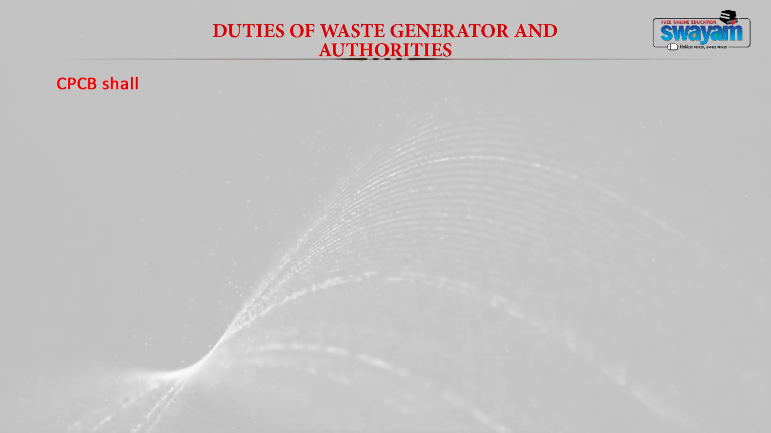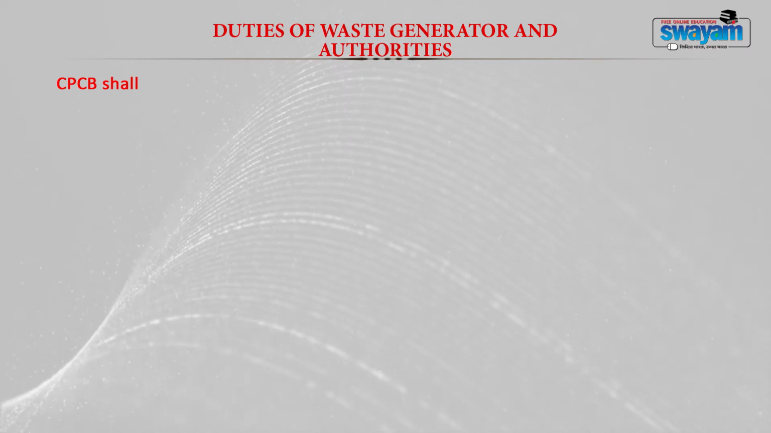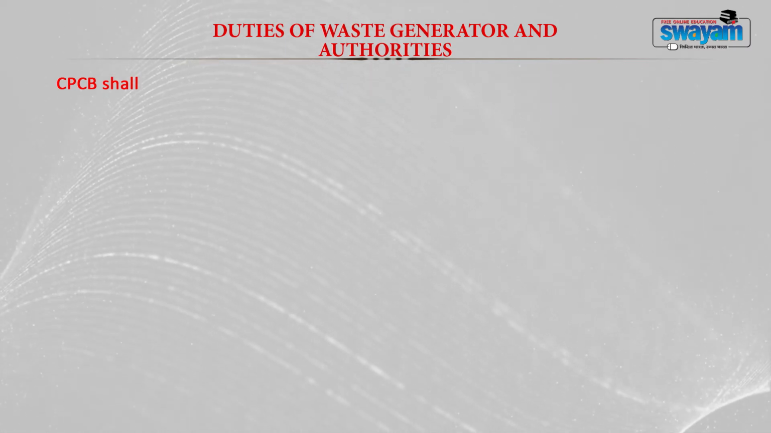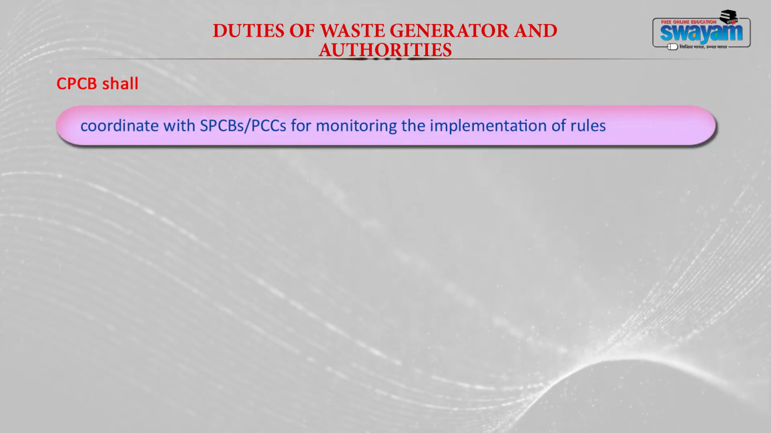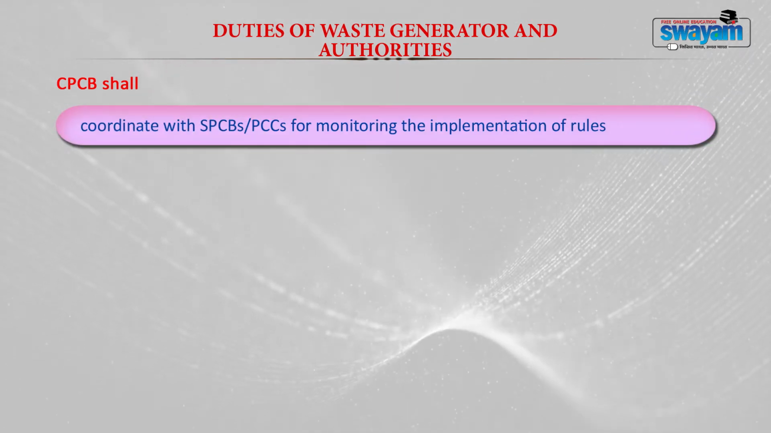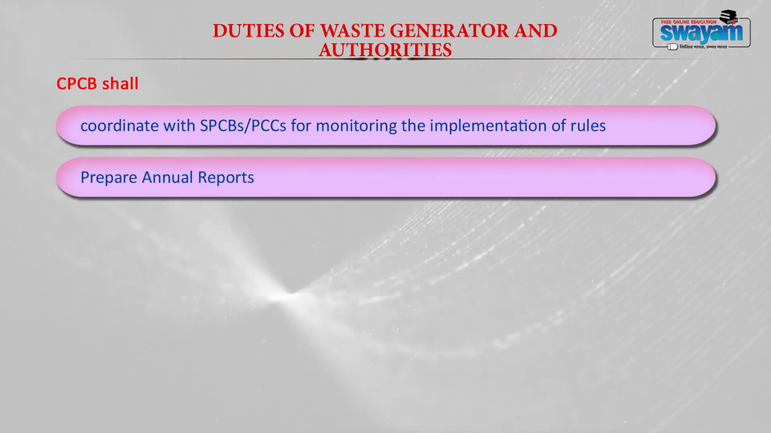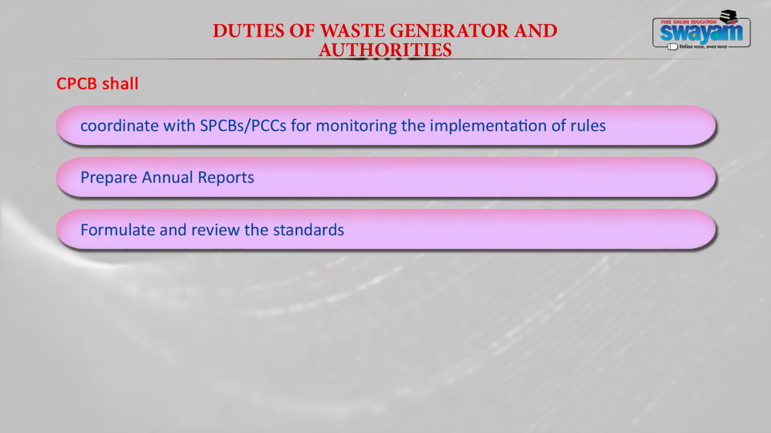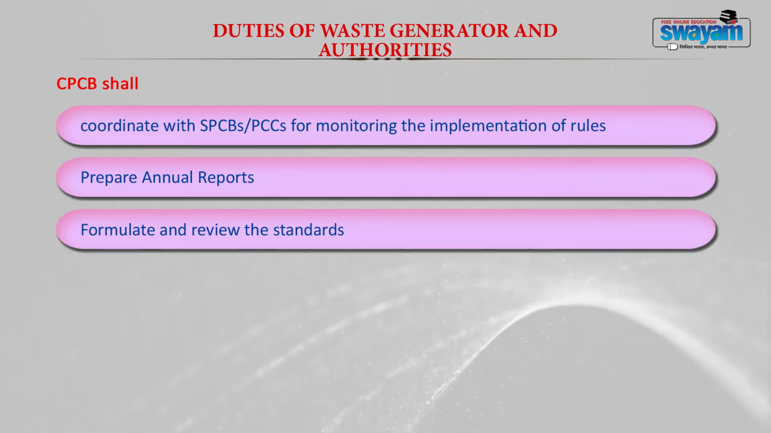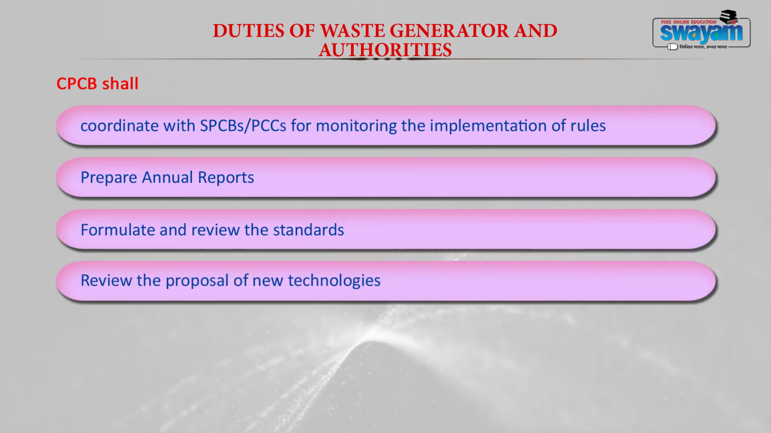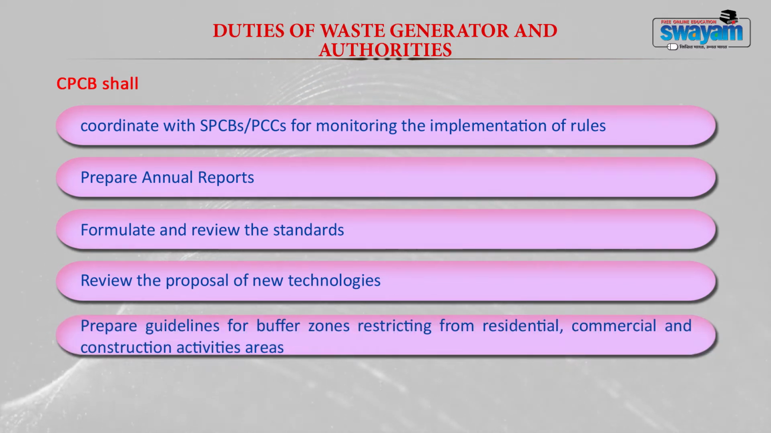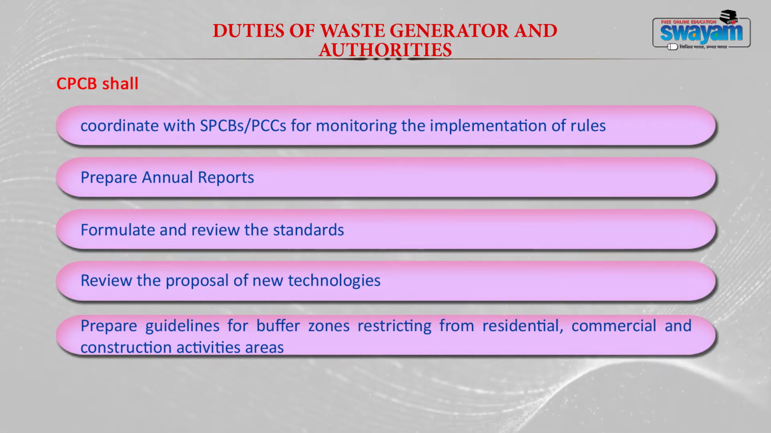Now, let us discuss the duties of the Central Pollution Control Board. The CPCB or Central Pollution Control Board shall coordinate with the state pollution control boards for monitoring the implementation of rules. They should also prepare annual reports and formulate and review the standards for proper disposal, treatment and processing of municipal solid waste. They should also review the proposals of new technologies so that they will benefit better solid waste management. They should also prepare guidelines for buffer zones restricting industrial, commercial and construction activities.